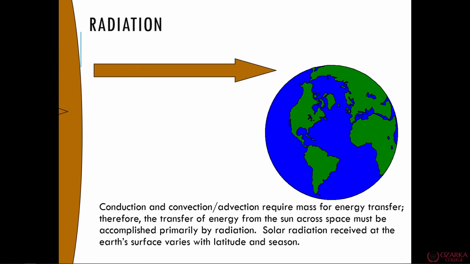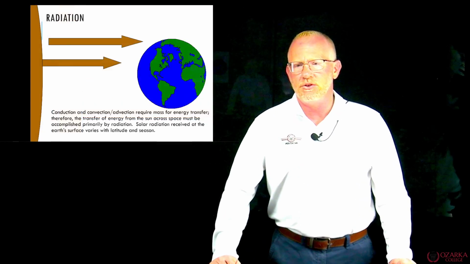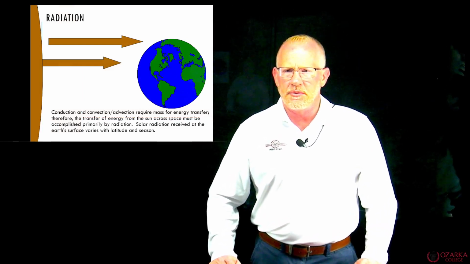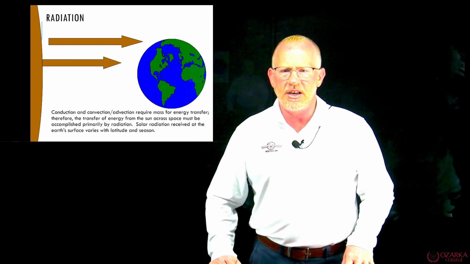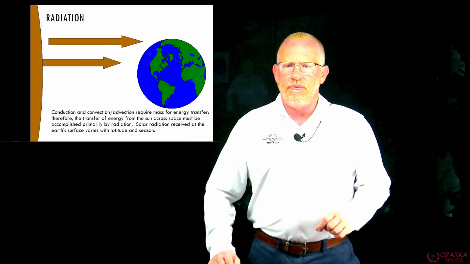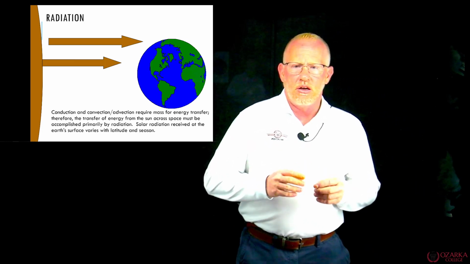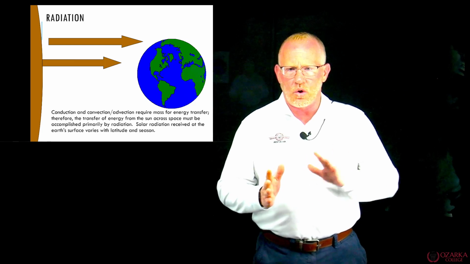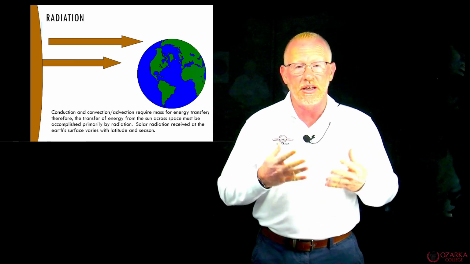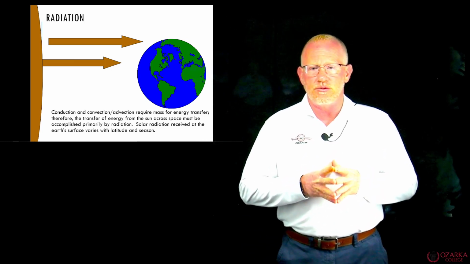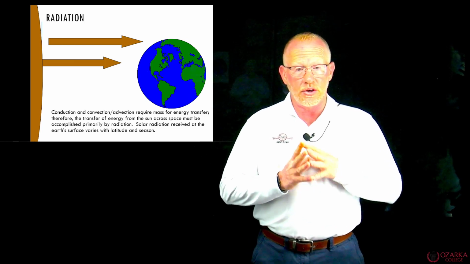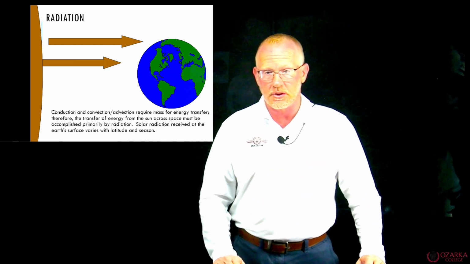So let's talk about radiation. We know we get radiation from our sun. Now, conduction, convection, and advection require mass for energy transfer. Therefore, the transfer of energy from the sun across space must be accomplished primarily by radiation. Solar radiation received at the Earth's surface varies by what latitude you're in and what season you're in.